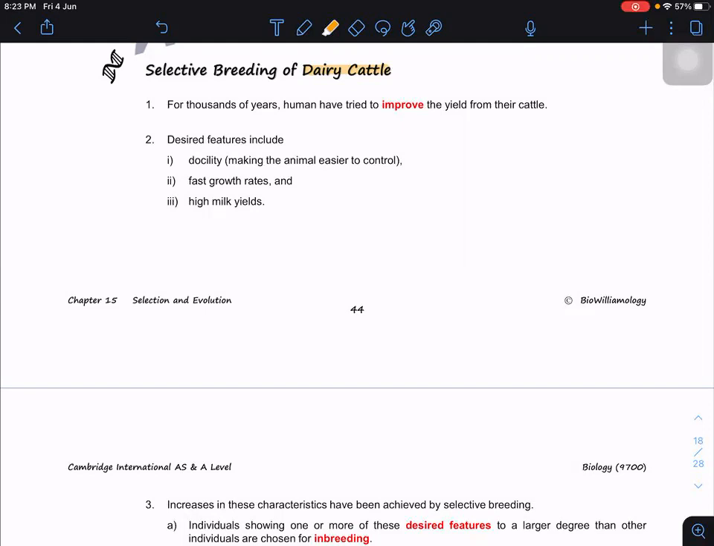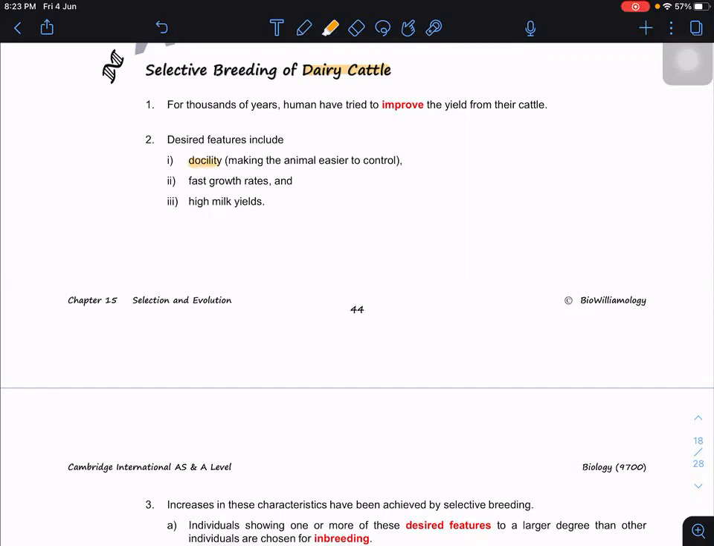We don't need to look at the genetic background, and also we do not need to look at, oh, this genotype I want, or this genotype I don't want. No need. You just look at how they look. Okay. So desired features include what?